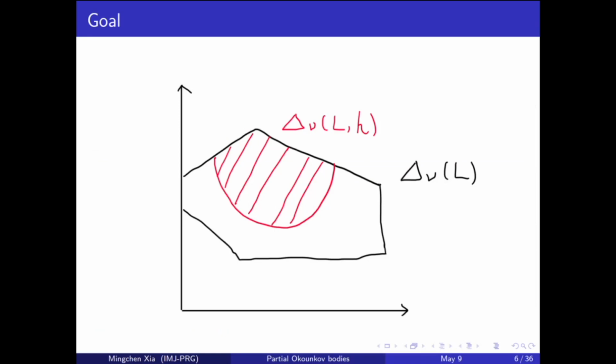And here is a general picture illustrating the relation between the partial Okounkov body and the Okounkov body. Here you see the black polyhedron is the usual Okounkov body, but inside the black polyhedron there is a smaller part, and that is our partial Okounkov body. And as we will see in the talk, the partial Okounkov body is always contained in the corresponding Okounkov body, and they are related in many different ways.